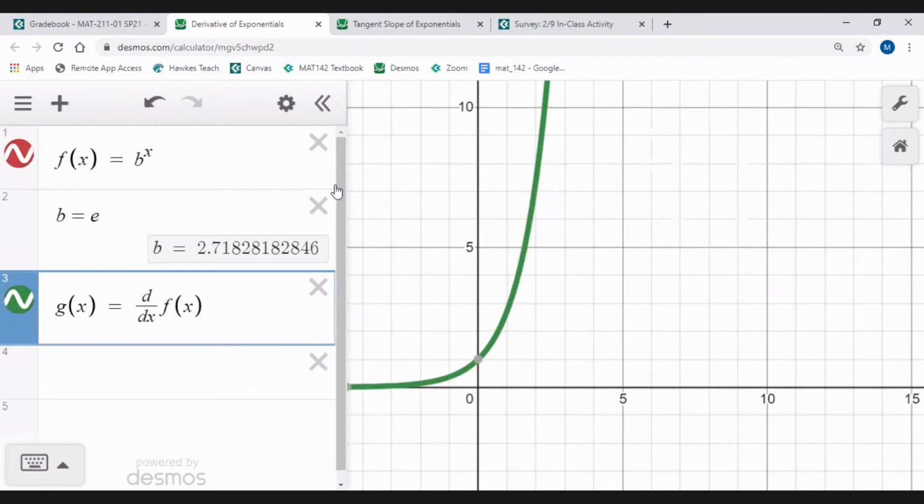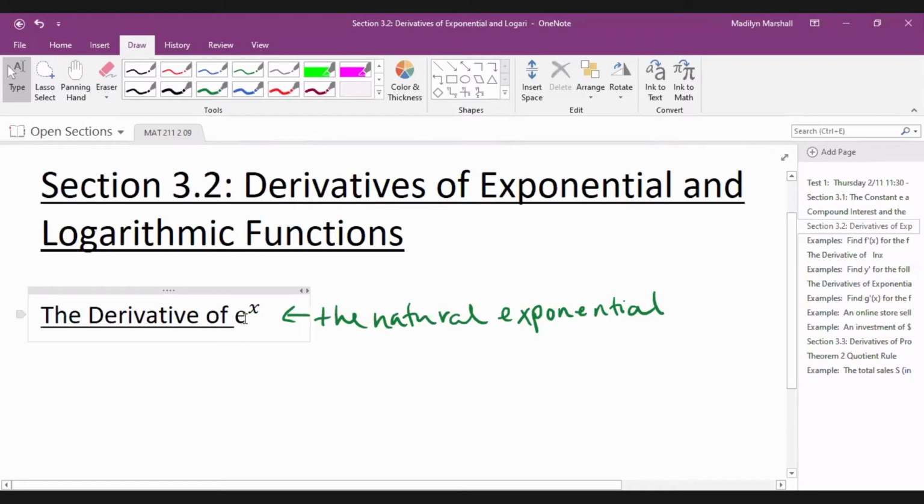This is the only function that this happens for. The derivative is the exact same as the original function. And it's not just any exponential either. It is specifically the natural exponential, e to the x.